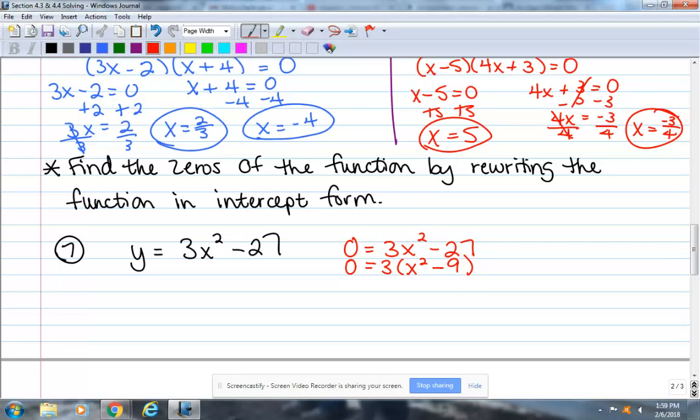Okay? So 0 equals 3. Keep the 3 there. Make yourself 2 parentheses. What's the square root of x squared? x. Put them in the front. What's the square root of 9? 3. Put them in the back. And what goes in the middle of a difference of squares?